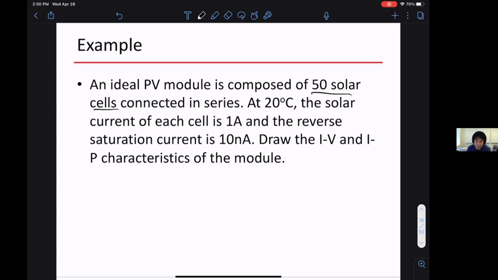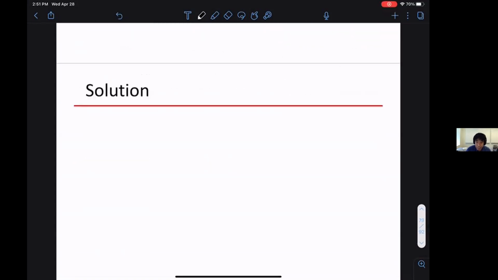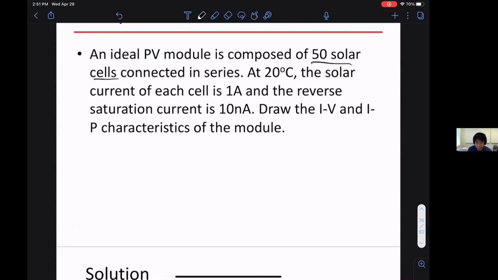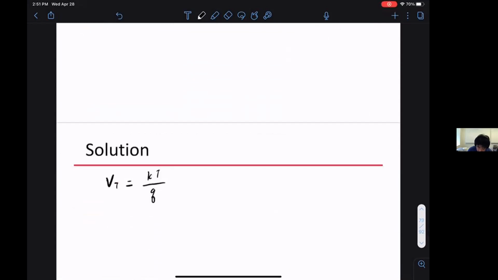This is trying to show that basically the current stays the same, but the voltage gets boosted by quite a bit. You boost the voltage by a lot. Looking at this question, we can do the per-cell computation. In this question, we're going to assume that each of the cells sees exactly the same temperature. They all see 20 degrees, even though you have 50 of them. So in this case, we compute the thermal voltage.